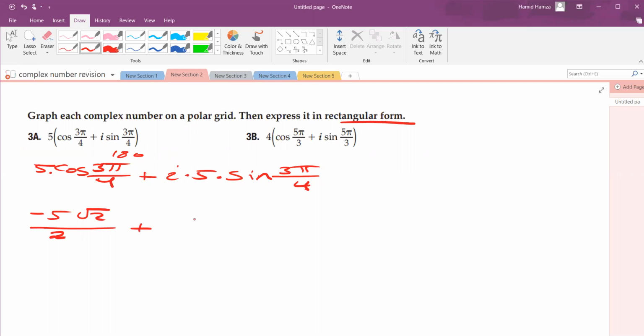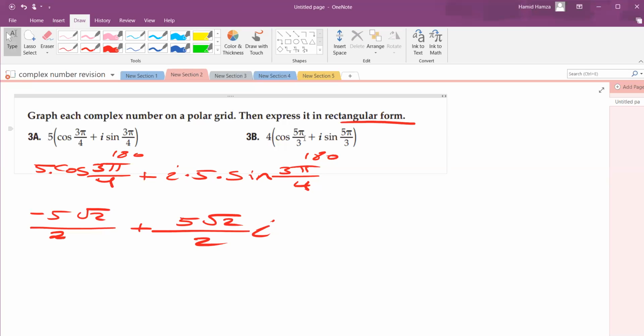The next one, plus. So multiply 5 by sine of the same angle, 3 multiplied by 180 over 4. It will give 5 root 2 over 2, times i, guys. So this is the number in rectangular form: negative 5 root 2 over 2 plus 5 root 2 over 2 i. Okay, so now I changed it from polar form to rectangular form.